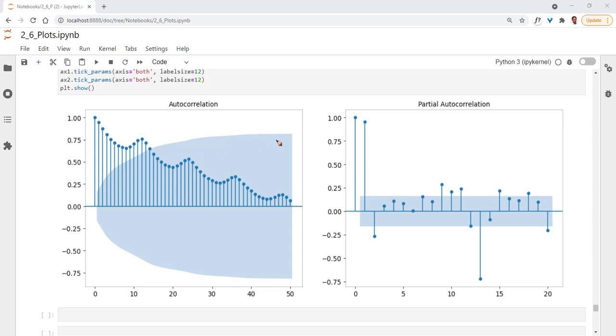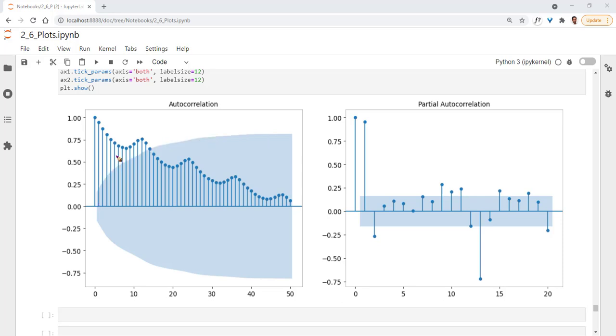Now, in addition to this, you are also seeing a grayed, bluish region over here. This represents the significance line. All the lags that are crossing the significance line are significant lags. These lags, up to here, have a statistically significant relationship with the y variable itself. This part is internally computed by the statsmodels library and made available to us. So that's how we interpret the autocorrelation function plot.